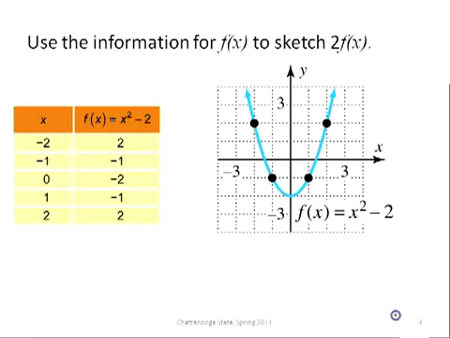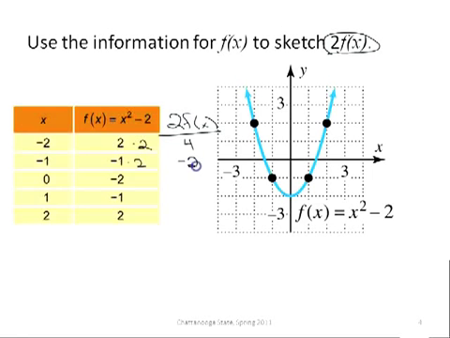So let's look at this graph. And let's sketch 2 times this function. Okay? So these are the y values I have for my original function. 2 times my original function is just going to multiply each of these y values by 2. So my first one would be a 4. My next one would be a -2. My next one would be a -4. Then I would have another -2. And then I would have another 4.